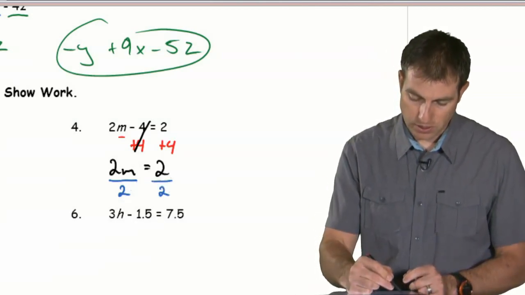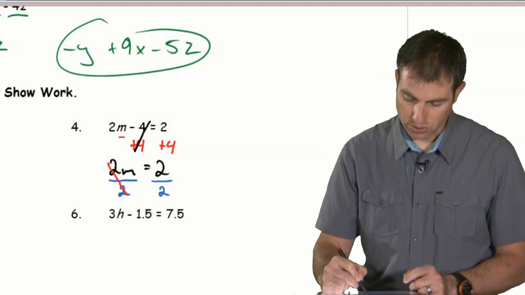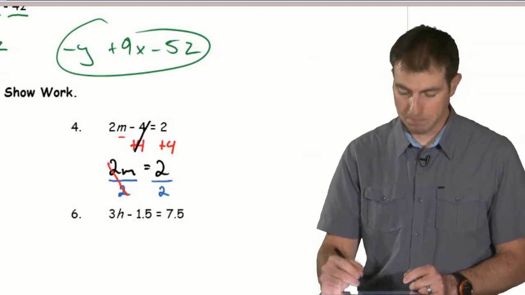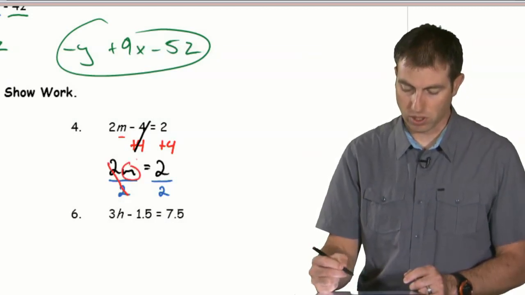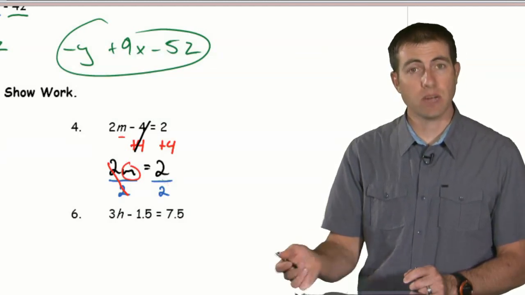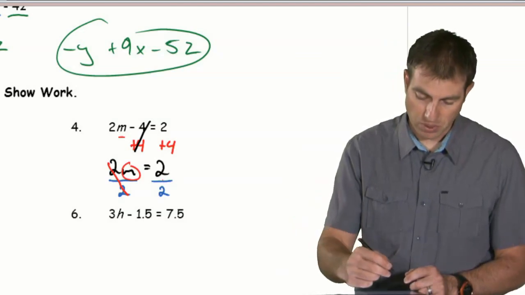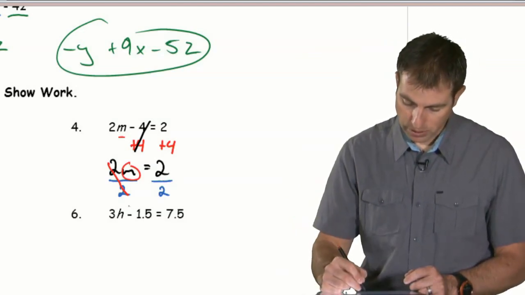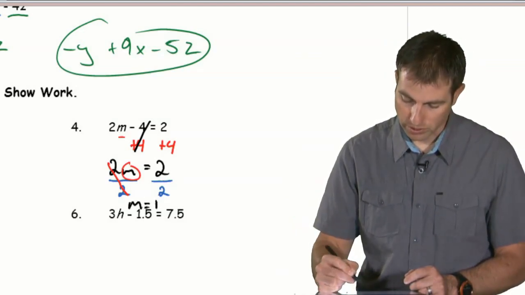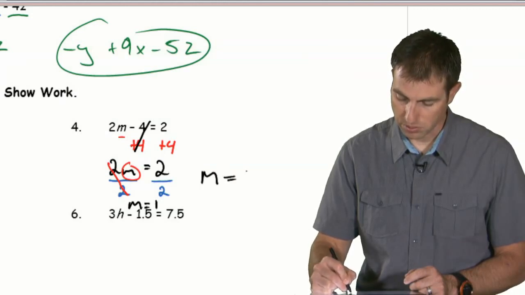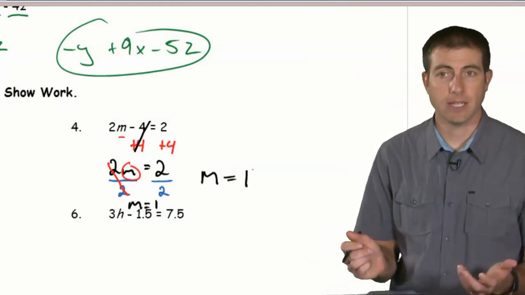So in this case, the 2 over 2 is going to just leave me with m, which I wanted to happen. And then on the right side of my equal sign, I had 2 divided by 2, which should just give me 1. So I'm going to end up with m is equal to 1. Put that over here so you can see it a bit larger, and that's that.